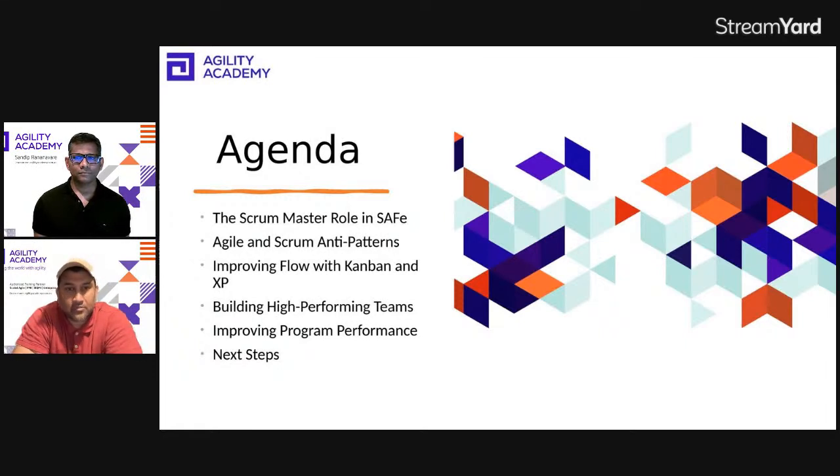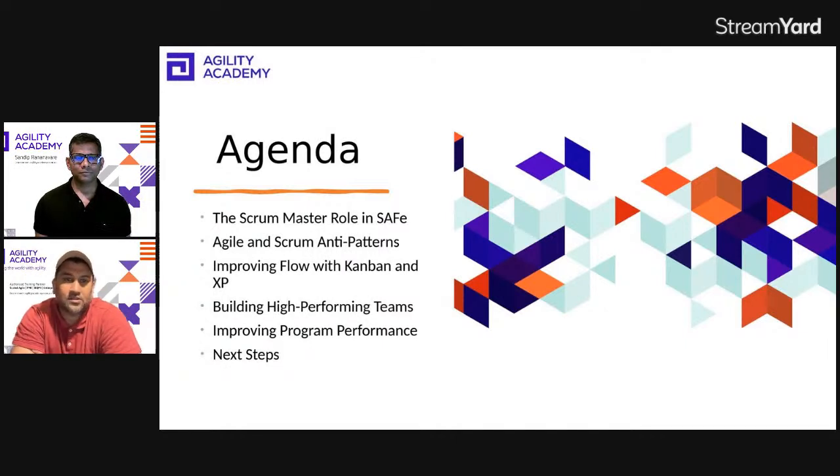But today we'll have a summary of it, and we're going to look at how we can improve flow with the use of Kanban and extreme programming. Two pretty interesting topics, two topics that rightfully deserve a training on their own. But the Scrum Master plays a critical role in improving flow, not just across the team, but across multiple teams as well, adding value to the overall Agile release train. So we'll look a little bit at that.